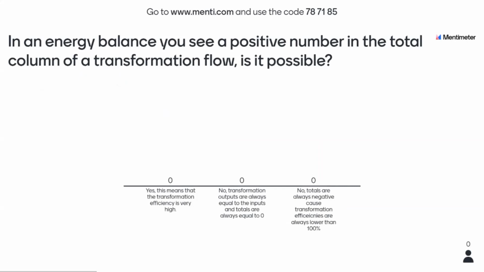Now I speak again about energy balances. And the question is, if you see in a balance table a positive number in the total column, so the last column that takes the total of all products of a transformation flow, so for example, the production of electricity or a refinery where you have input of primary products and the output of secondary products like electricity, is it possible to have a positive number?